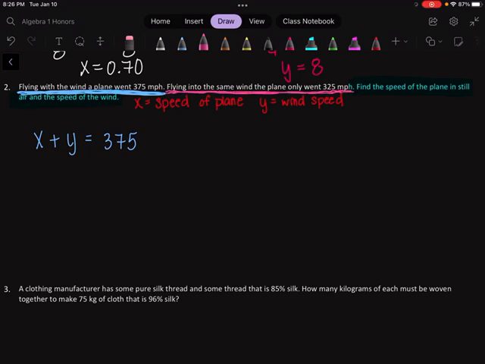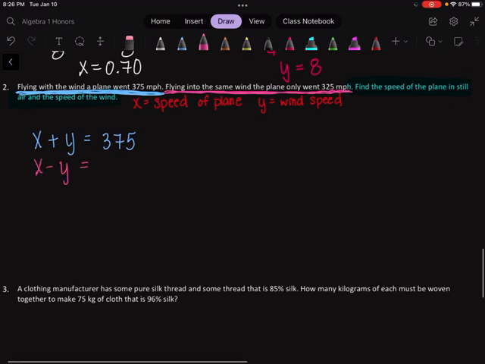Now, if we go flying into the same wind, so against the wind, it's 325. So if I have with the wind, it's plus. Against the wind would be, some of you might be saying it out loud to yourself, but it would be minus. And that's as simple as it gets. Anytime it's with the wind, it's adding. Anytime it's against it, it is minus. And I always do x as the speed of whatever transportation device or transportation thing we have. So we'll do another one next time that talks about canoes going downstream and upstream, or a boat, right?